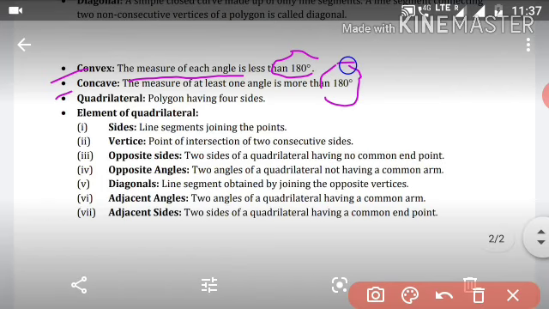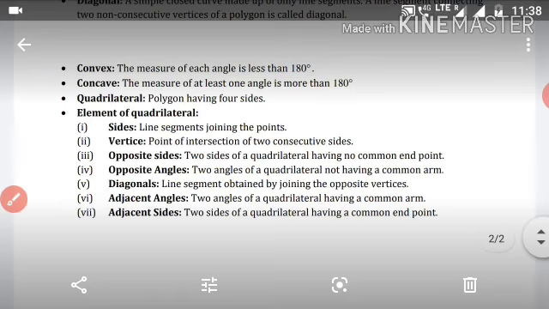At least one angle, not all the angles, but at least one angle will be what? More than 180 degrees. That type of polygon, that type of figure is called what? Concave figure.